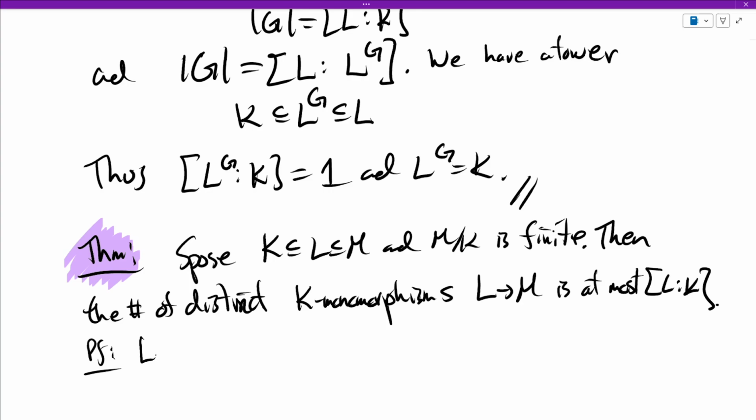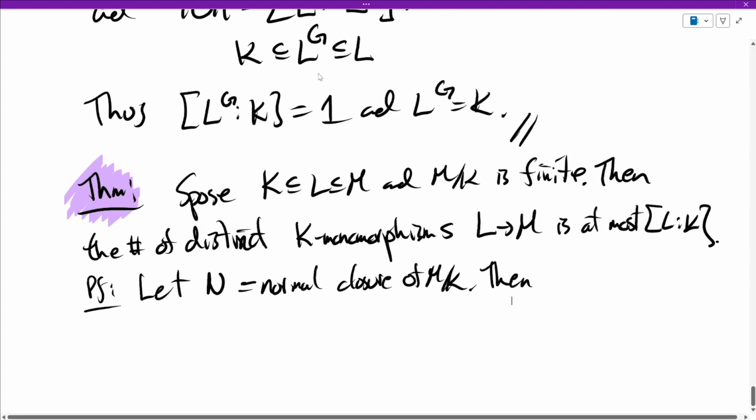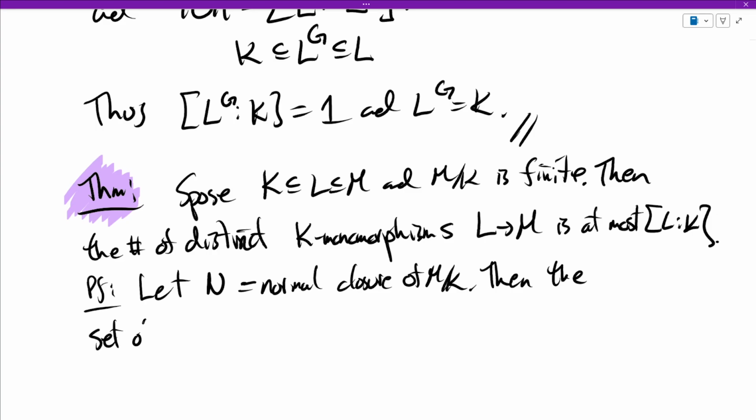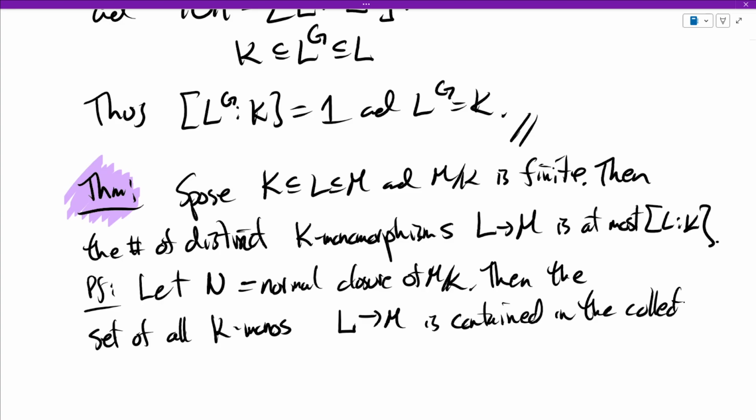Proof. Let N be the normal closure of M over K. Then the set of all K-monomorphisms L to M is, if you have a K-monomorphism from L to M, we can then further map it to N. So this is contained in the collection of all K-monomorphisms from L to N. You just further include M into N to see that containment.